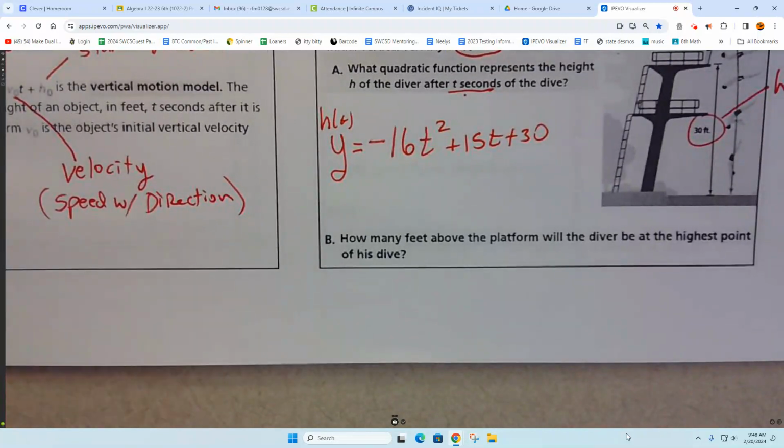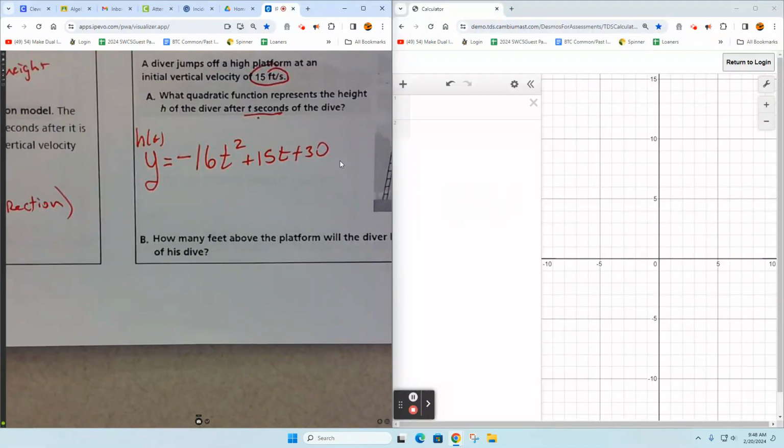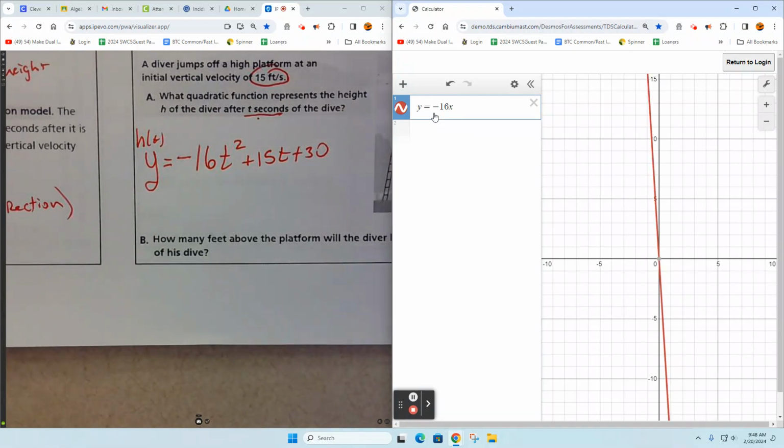How many feet above the platform will the diver be at the highest point of his dive? So now we're at the point where we're going to jump on Desmos. Simply type this in: y equals negative 16 x squared. I think it likes the x variable.